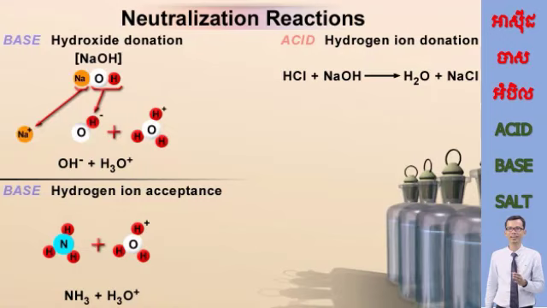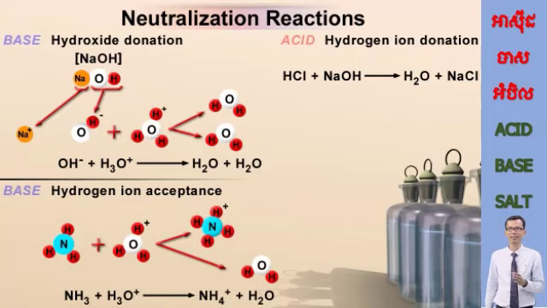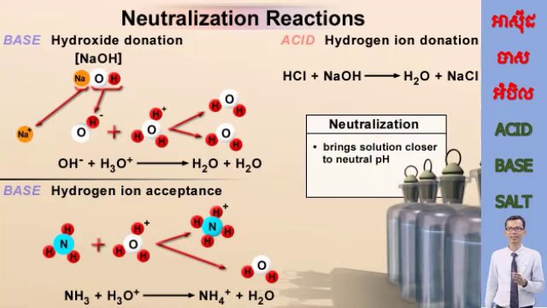Hydroxide ions have a strong affinity for hydrogen ions and will attract them from nearby hydronium ions, resulting in the formation of two water molecules. Some bases, such as ammonia, do not release hydroxide ions, but instead steal protons from hydronium ions, forming water and ammonium ion. Regardless of the mechanism, bases neutralize acids, and acids neutralize basic solutions, bringing a solution's pH closer to neutral.